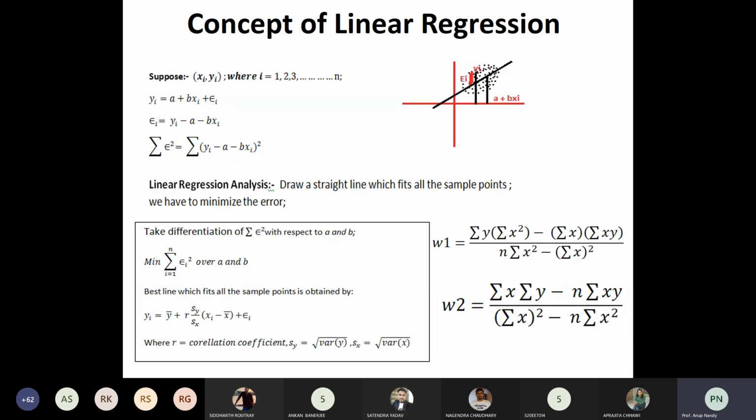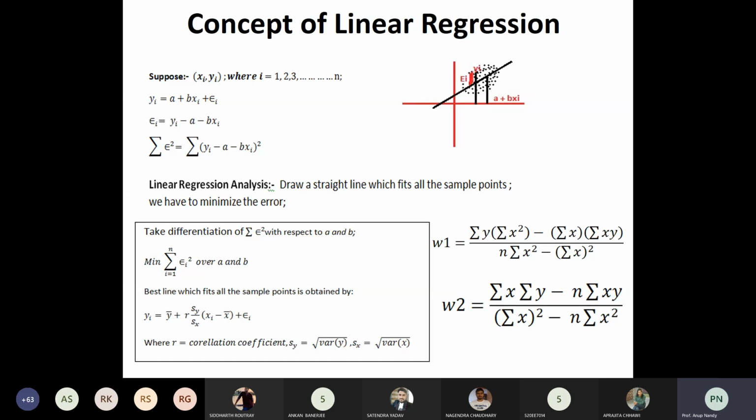Now, these are the things that I already told you. You have data points xi, yi, for i equal to 1 to n. I think you have these slides. And yi is equal to a plus b xi plus ei, where ei is yi minus a minus b xi, already seen, and the sum of square error is the sum of (yi minus a minus b xi) squared, where a is equivalent to b naught and b is equivalent to b1. I mean, a is the regression constant, b is the regression coefficient. That's it, and you have to draw a straight line.